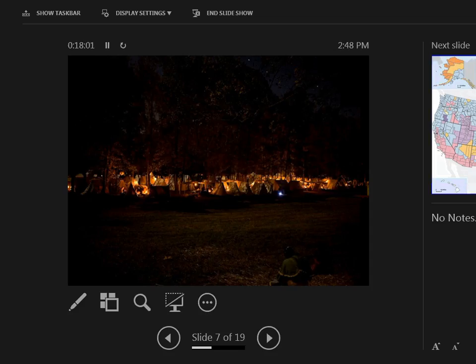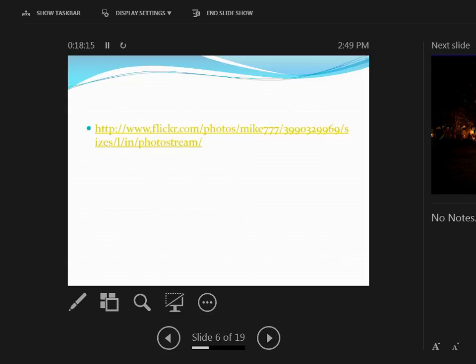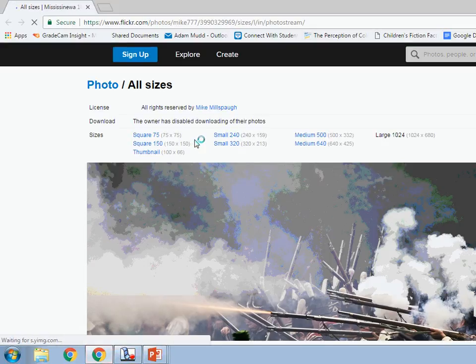Now, this is a kind of a neat little picture. This is actually from the largest War of 1812 reenactments in North America. It's called the Battle of Mississinewa. This image. Oh, that's yellow. It's so bright. Yeah, I'm loading it. It'll take a minute. There we go.